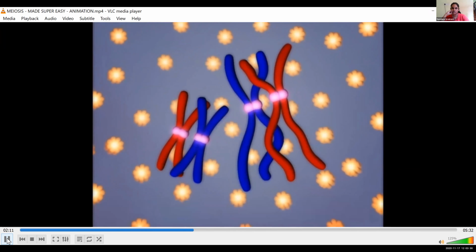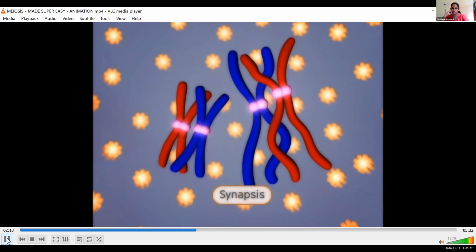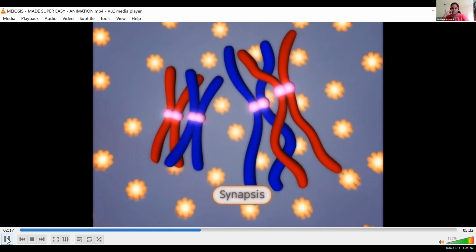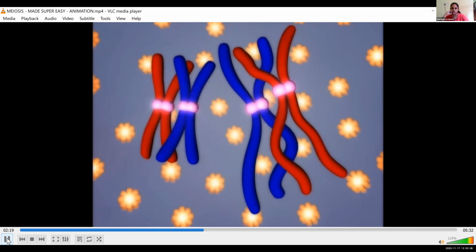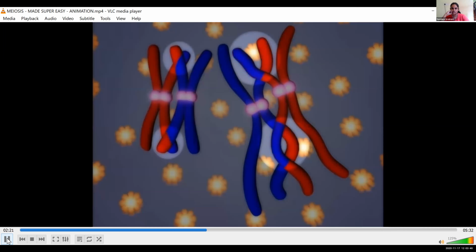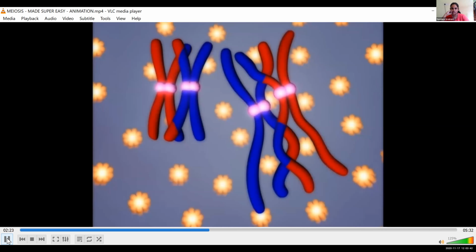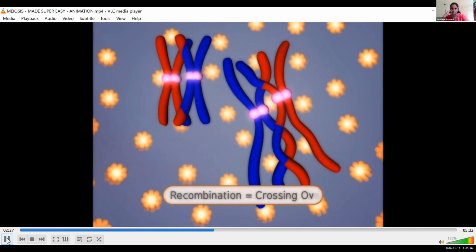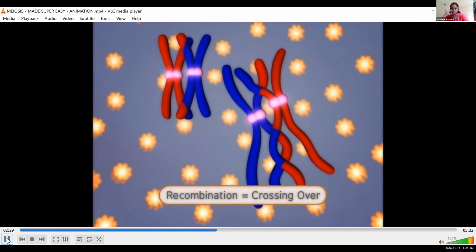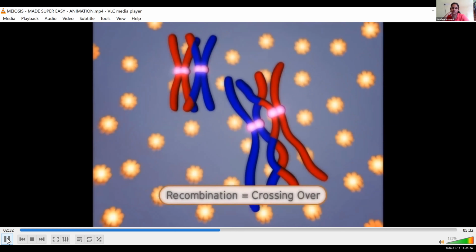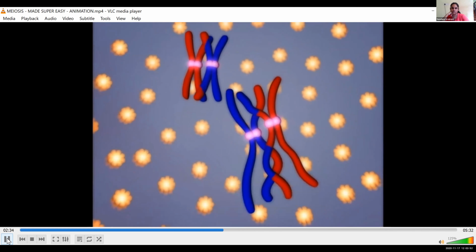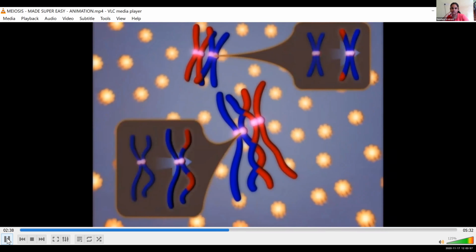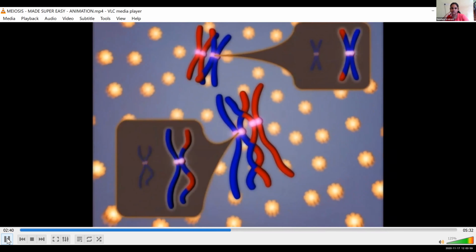Next, each pair of homologous chromosomes undergoes synapsis to form a complex involving 2 pairs of sister chromatids. Chromosomal material is exchanged between the 2 pairs of sister chromatids. This event is called recombination, or more commonly, crossing over. After crossing over, the sister chromatids for each chromosome are no longer identical to one another. This is one of the reasons why no 2 siblings, aside from twins, are genetically identical.